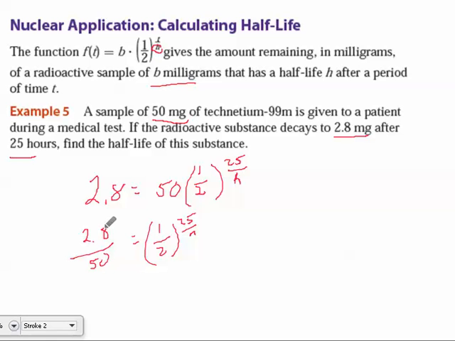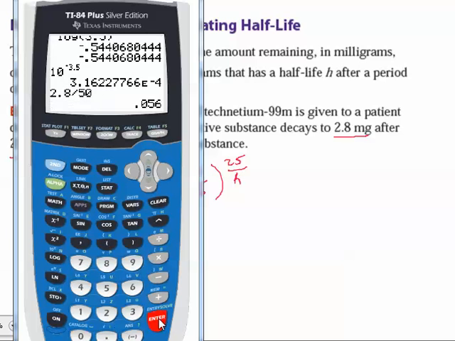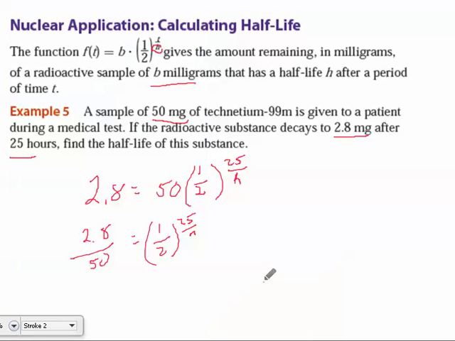Now, this right here, I can do on a calculator. 2.8 divided by 50 gives me 0.056. That equals 1/2 raised to the 25 over h.